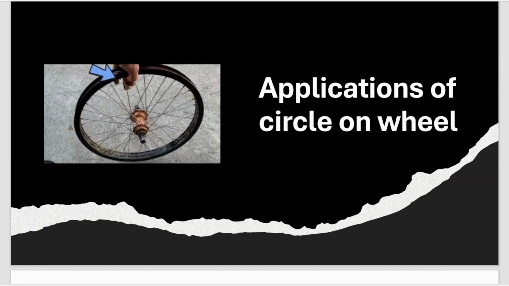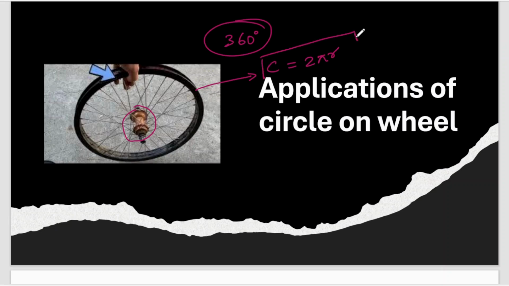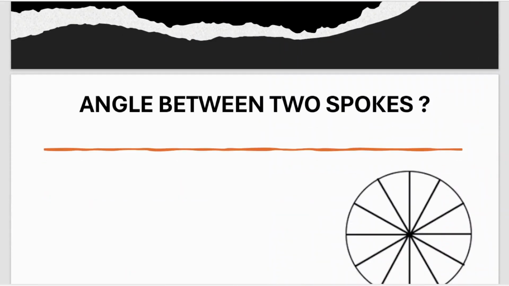Applications of circle on wheel. So what are the concepts that we learned in the last class also? We learned that the total angle of any circle is 360 degree. Okay, and we also learned that the circumference of the circle is 2 pi r. Okay, so we are going to use these two concepts to solve the questions related to wheel. Okay, so let's start with few topics.